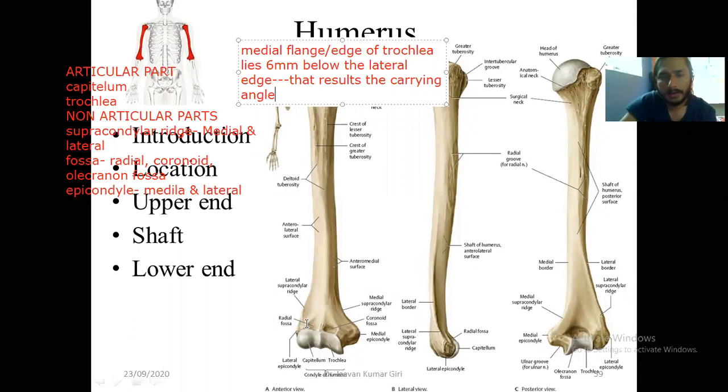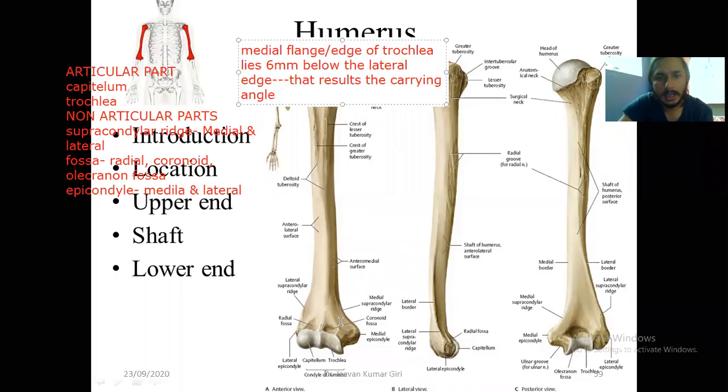So the circumference of the radial head will be fitted here during flexion of the elbow joint. Similarly, the coronoid process of the ulna will fit in that fossa during flexion. The olecranon process of the ulna will fit in that fossa during extension of the elbow joint. So this is the extension. During extension, the olecranon process will fit here. Okay, just remember this. So these are the fossae.